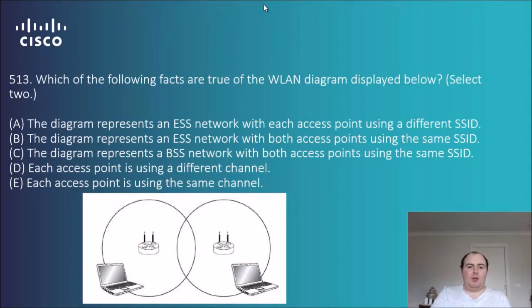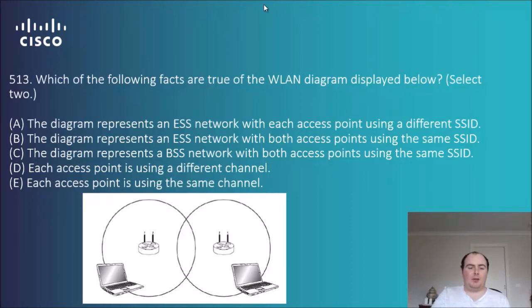Which of the following facts are true of the WLAN diagram displayed below? We've got select 2. The diagram represents an ESS network with each access point using a different SSID. The diagram represents an ESS network with both access points using the same SSID. The diagram represents a BSS network with both access points using the same SSID. Each access point is using a different channel. Each access point is using the same channel.